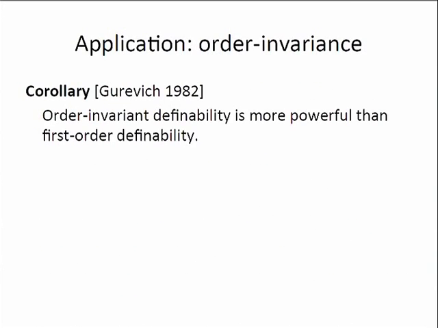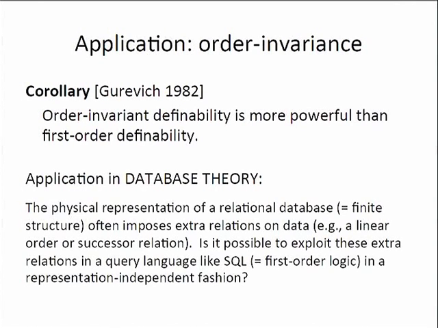Okay? So what we've shown is this result of Gurevich, that order invariant definability is more powerful than ordinary first order definability. So we've given an example which shows this. And this result has some application to relational database theory, so I'll mention this briefly.